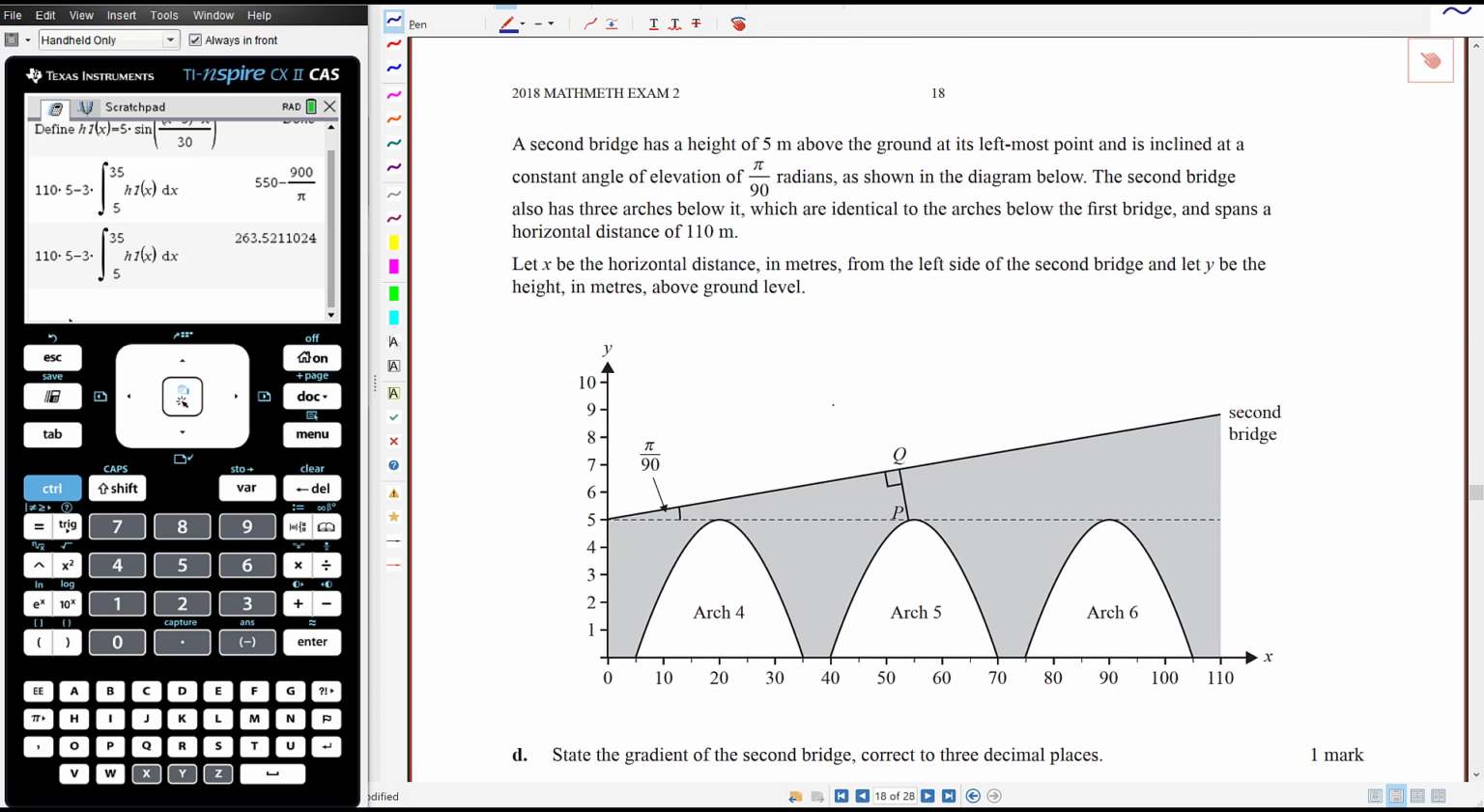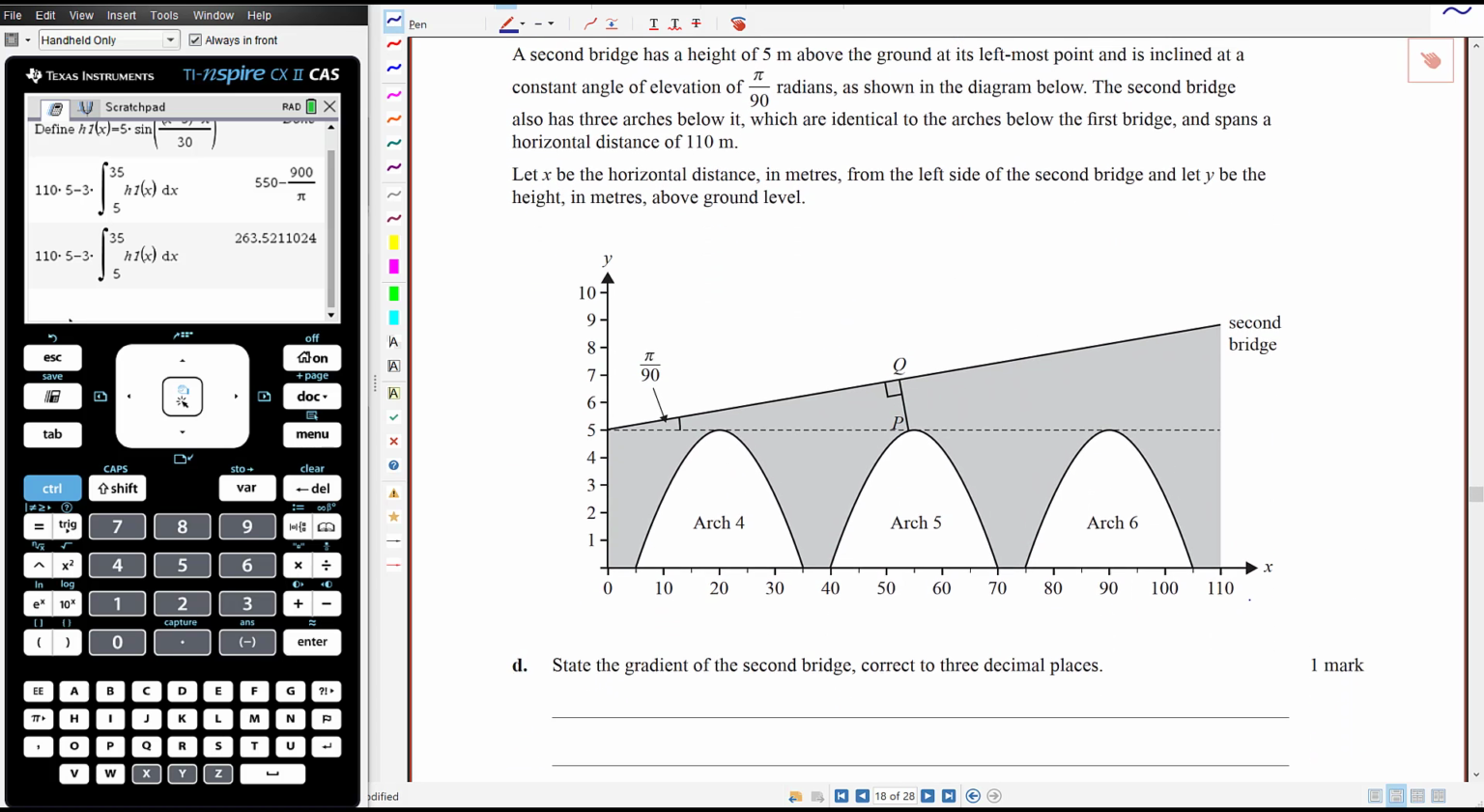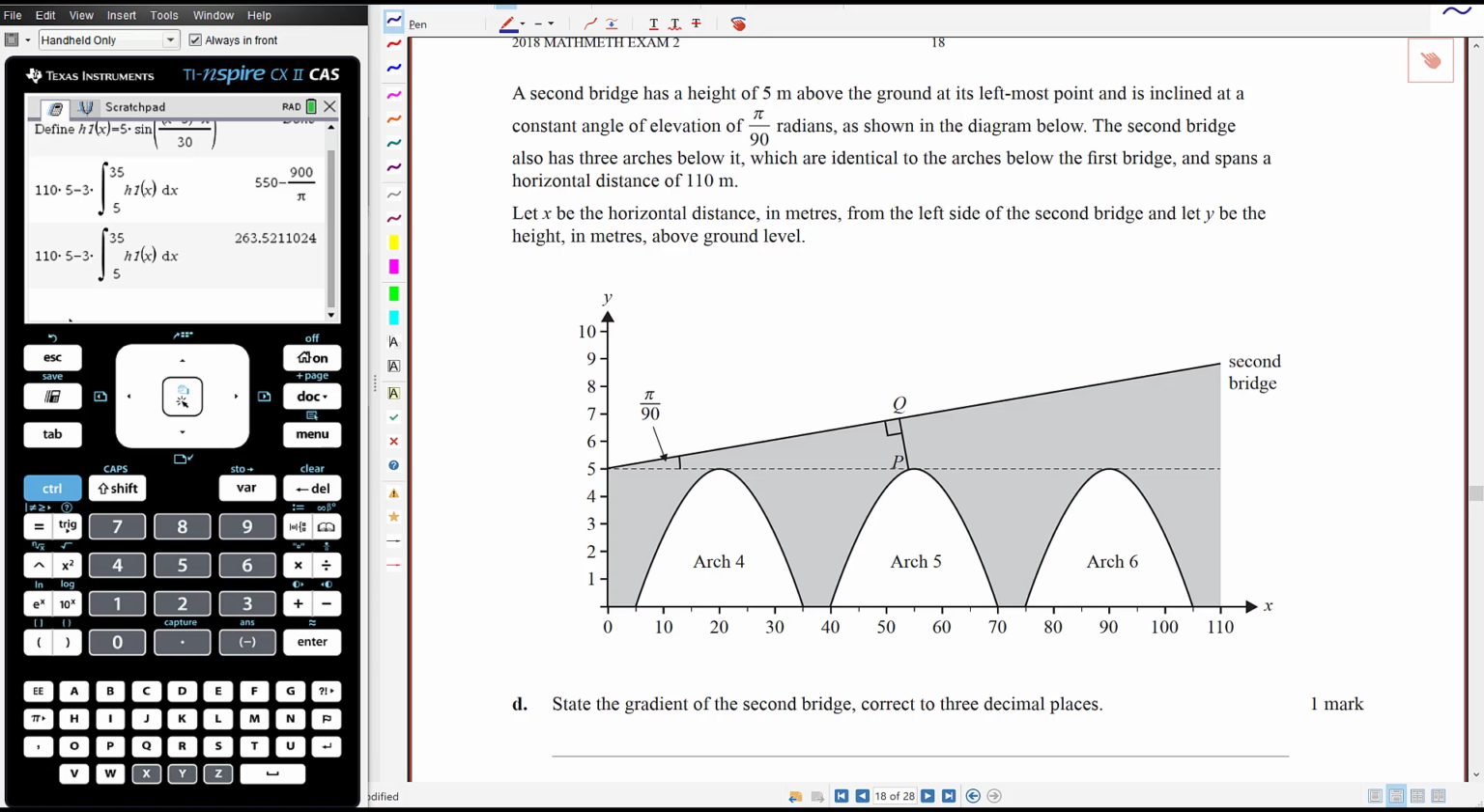Okay, part D, after some more information. So a second bridge has a height of 5 metres above ground level at its leftmost point and is inclined at a constant angle of elevation of pi on 90 radians, as shown in the diagram below. The second bridge also has 3 arches below it, which are identical to the arches below the first bridge, and spans a horizontal distance of 110 metres. Let x be the horizontal distance in metres from the left side of the second bridge, and let y be the height in metres above ground level.